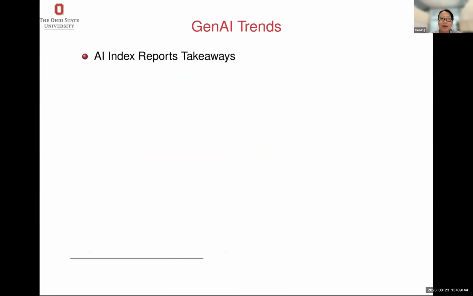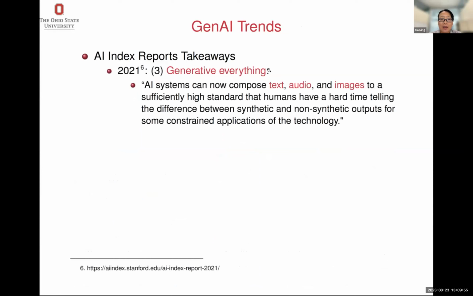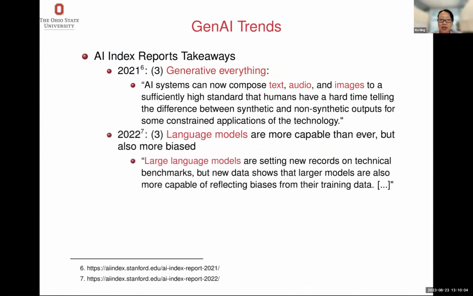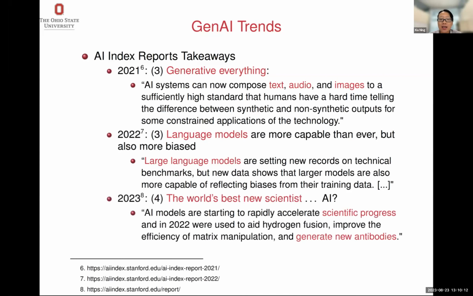There has been a lot of work on Gen AI for science. And actually, there has been a very interesting trend on generative AI for science over the past few years. Generative AI has been on the top of the AI Index report every year. If we look at the report from 2021, the focus of research on generative AI was on generating text, audios, and images. In 2022, clearly it is about large language models and also all the concerns about large language models. And this year, very interestingly, the fourth takeaway on the AI Index report is on generative AI for science, for example, generating new antibodies.